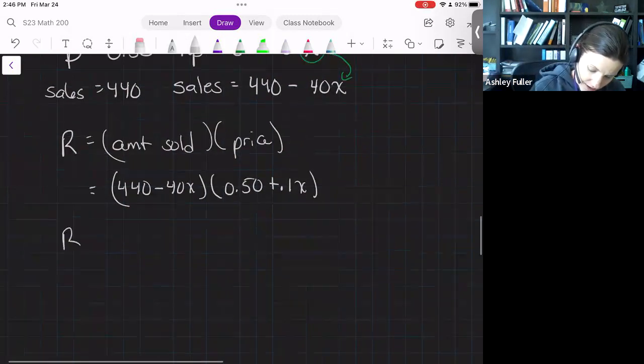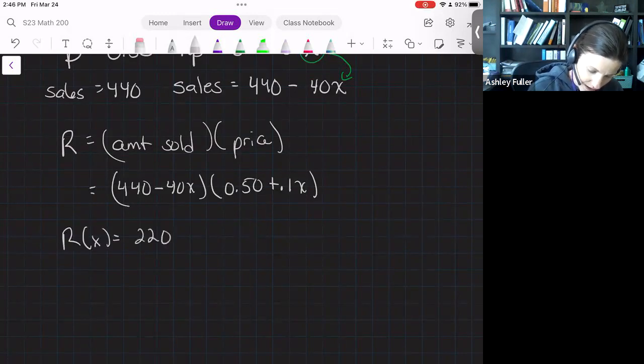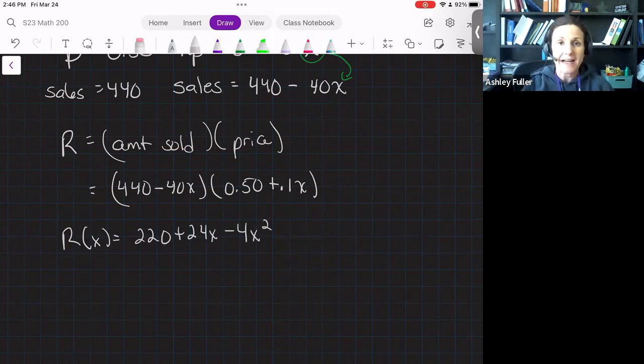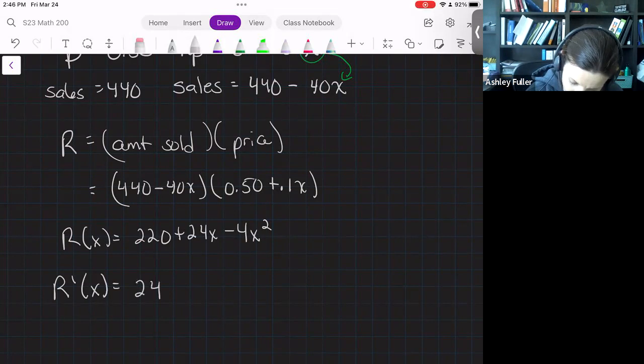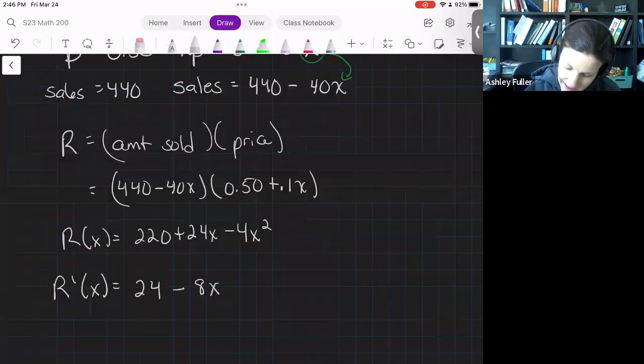This gives me a revenue function then of 220 when I FOIL this out, plus 24x minus 4x squared. I wish to maximize my revenue, which we know is directly related to that first derivative, giving me a function of 24 minus 8x.